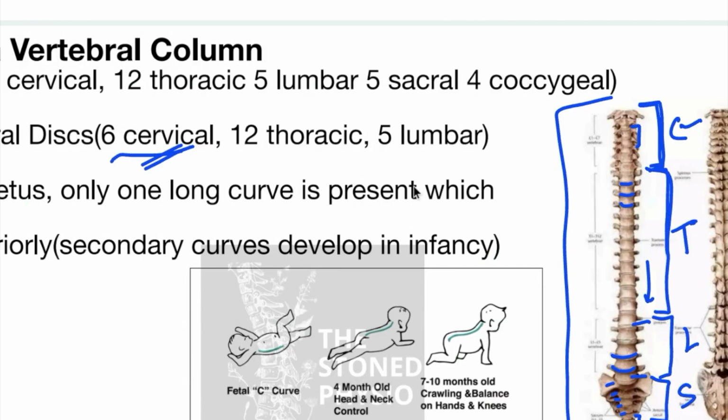Likewise in the thoracic spine we have 12 thoracic intervertebral discs as well, which is pretty easy to remember. We have 12 thoracic vertebrae, likewise we have 12 thoracic intervertebral discs. But when it comes to 7 cervical vertebrae, we only have 6 cervical intervertebral discs. So where did that one intervertebral disc go? We'll talk about that in a bit. But apart from that, talking about 5 lumbar vertebrae, we have 5 lumbar intervertebral discs as well.